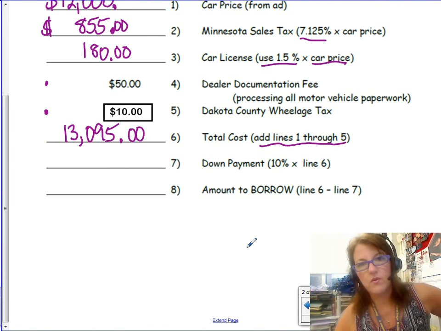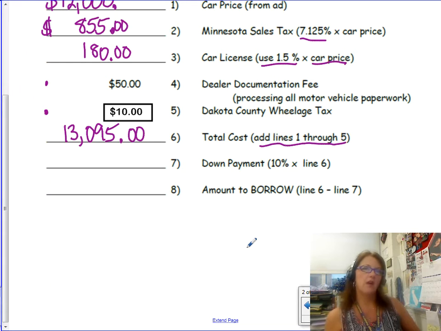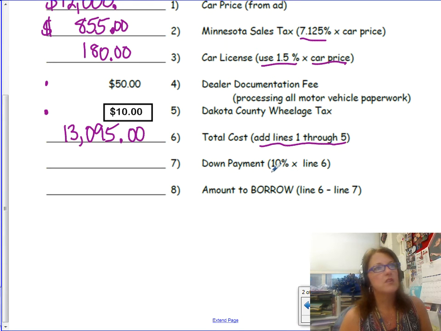Now, most banks won't let you finance the whole thing. You have to come up with some kind of down payment, it's called. All right. So you've saved up some money, and we're going to take 10% of line 6, and that's going to be our down payment. Now, I showed you how to quickly calculate 10%. All you got to do is move the decimal point in one. So in theory, you don't even need a calculator for this part. If you want to double check and use your calculator, go ahead.